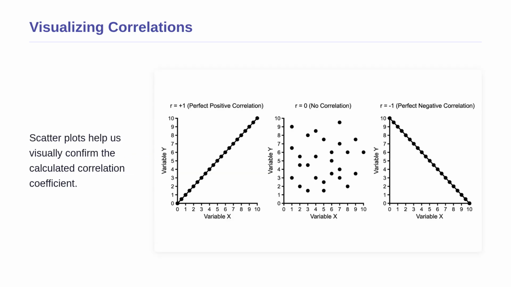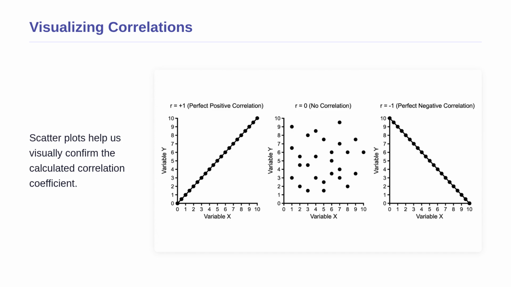Having interpreted these numbers, let us visualize what they actually look like on a graph. Here, you are seeing 3 scatter plots that represent different correlation coefficients. On the left, we have a perfect positive correlation, where R equals +1. Notice how every single data point falls exactly on an upward-sloping straight line.